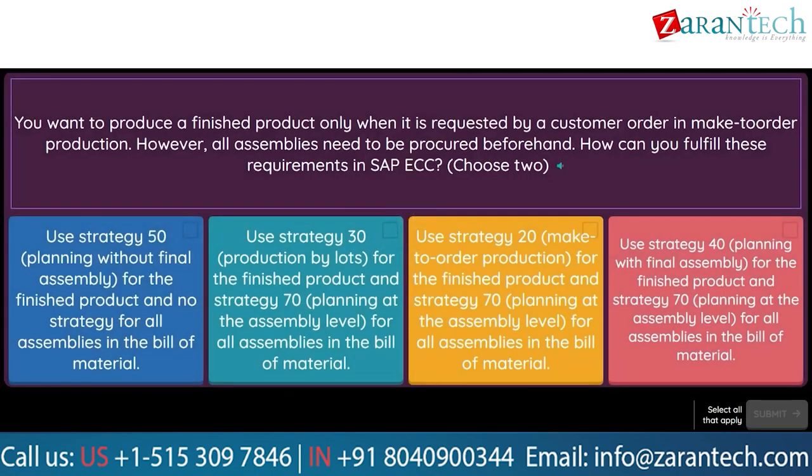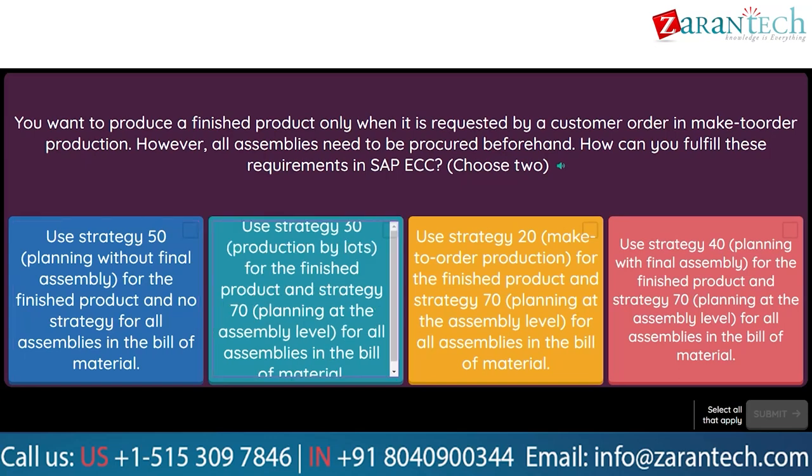Question: you want to produce a finished product only when it is requested by a customer order in make-to-order production. However, all assemblies need to be procured beforehand. How can you fulfill these requirements in SAP ECC? Choose 2. Option 1. Use strategy 50, planning without final assembly, for the finished product and no strategy for all assemblies in the bill of material.